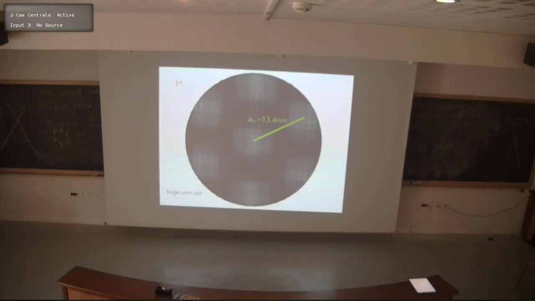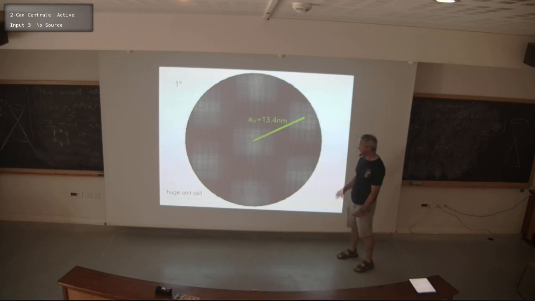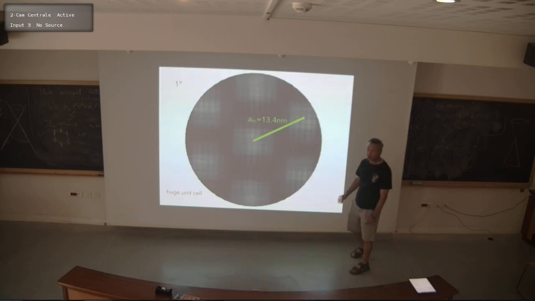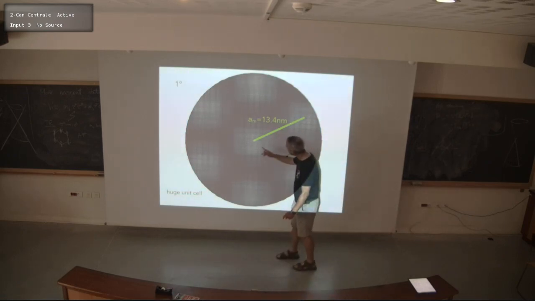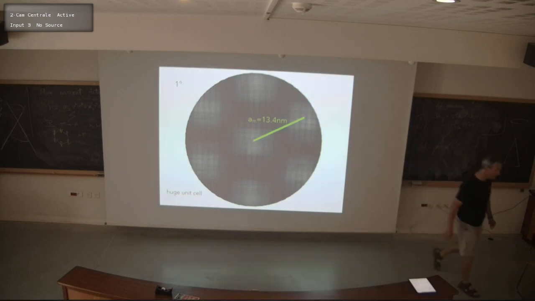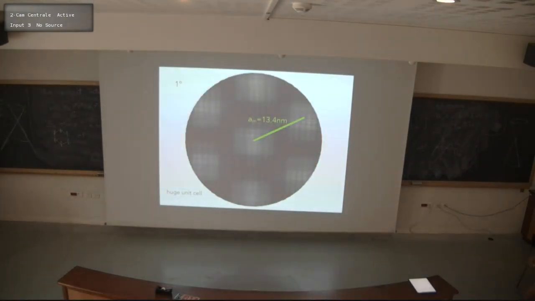Here's 1 degree. This is what these things actually look like. You start running into problems with the resolution of my plot. The lines are too thick. But this is the kind of length scale you should have in mind for these experiments, where everybody is studying these twisted bilayers. Really a lot of sites here. It's a huge unit cell, and that's the length scale. Okay, that's enough of this for now.